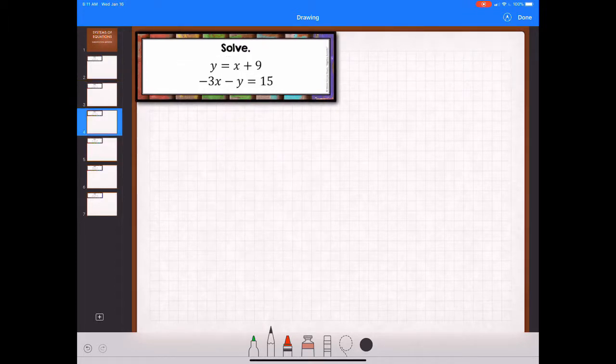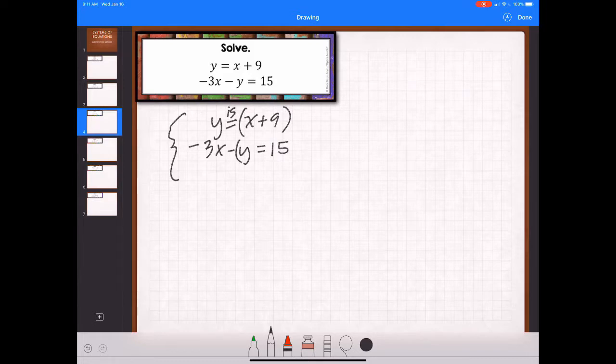Okay. We're going to have to do a little bit more work on this one. If you notice in the equation, the y equals doesn't just give you a number, it gives you an expression. So it tells you here that y equals x plus 9. And then negative 3x minus y equals 15. So here, y is all of this. y is that entire expression, x plus 9.